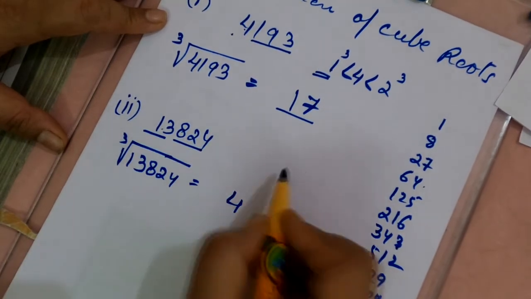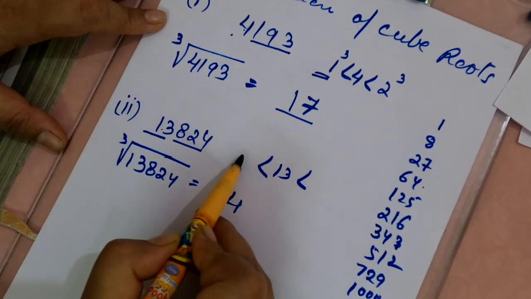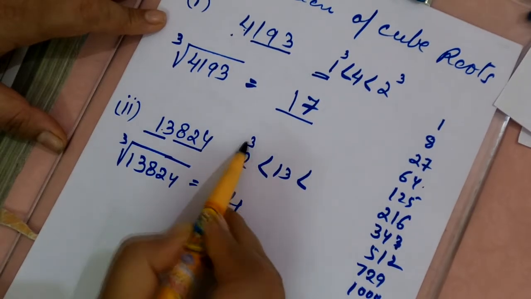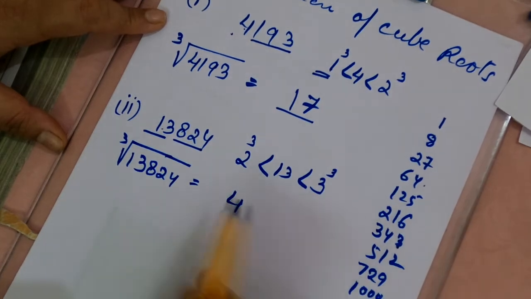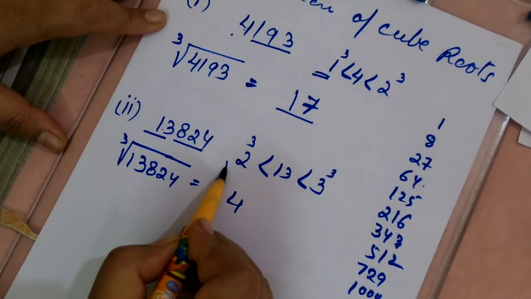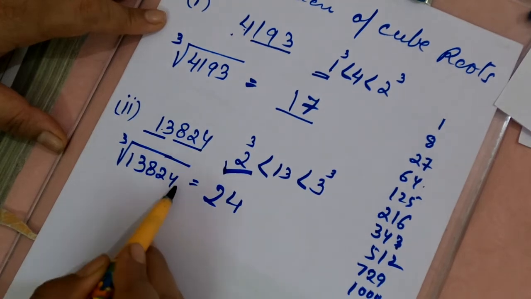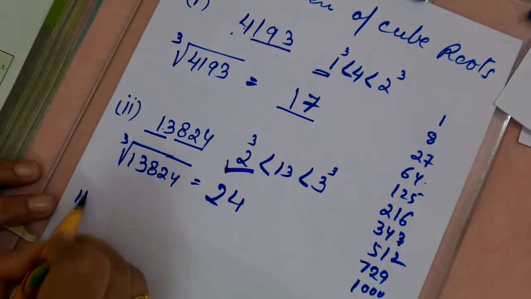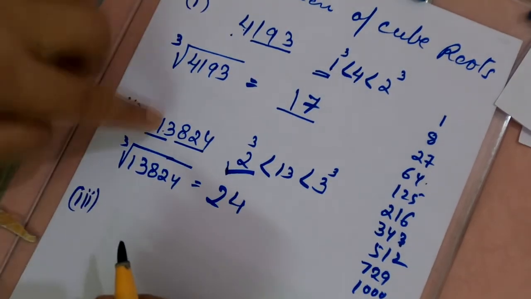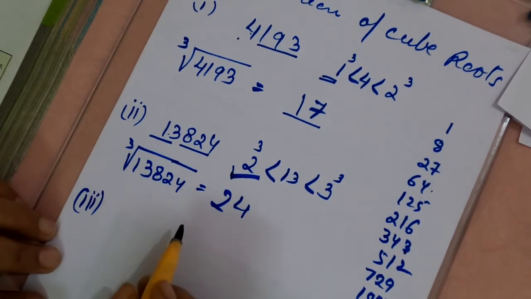Now come to 13. 13 lies between 2 cube, that is 8, and 3 cube, that is 27. Which one is smaller? 2 is smaller, so we are going to take 2. So the cube root of 13824 is 24. Clear? Now let us take one more. These are from your book only, from the exercise.